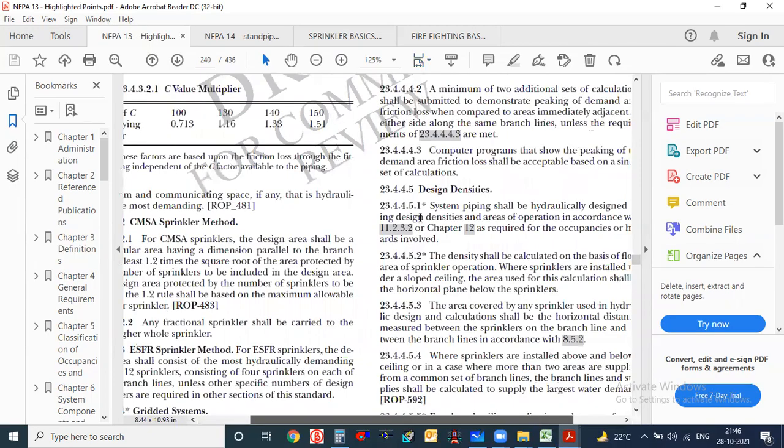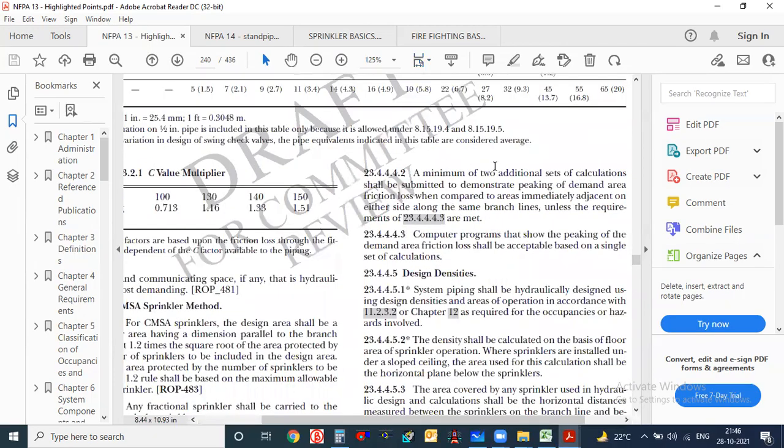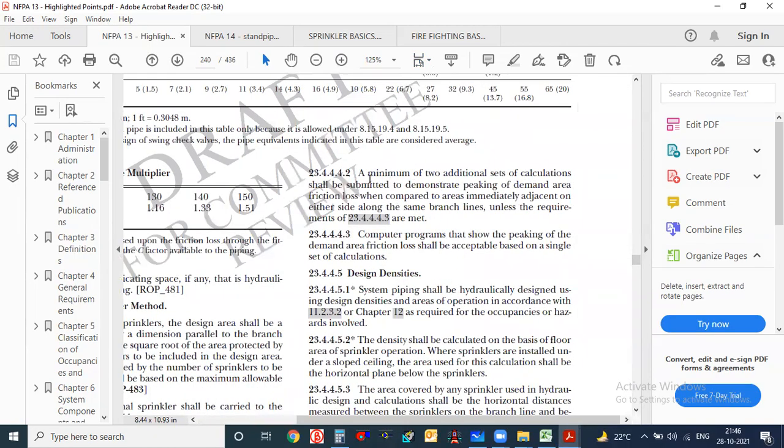Okay. Next, some point is written here: a minimum of 2 additional sets of calculation. Yeah, this is also actually an important point. A minimum of 2 additional sets of calculation shall be submitted to demonstrate peaking of. Now, normally this point will be applicable only if your design is submitted to any approving agencies. Like I think in Gulf countries, they follow this thing. You have to select 2 locations.